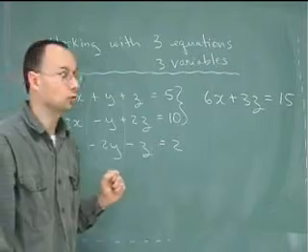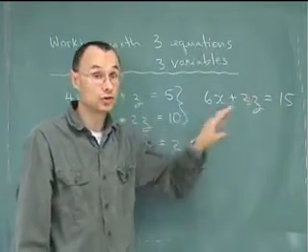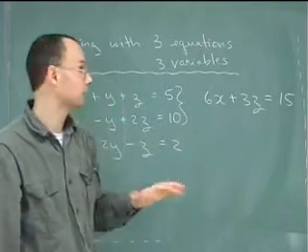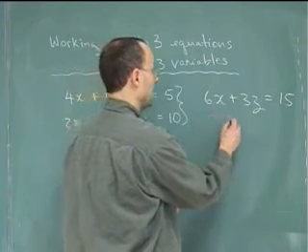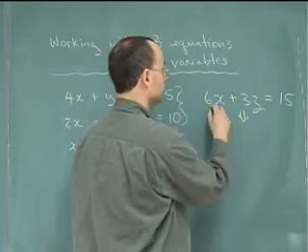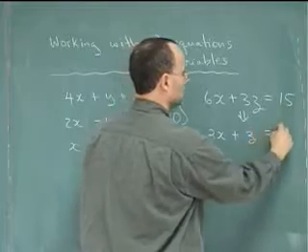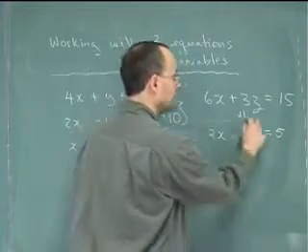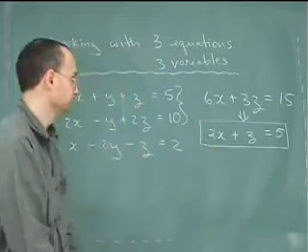Now here's a little tip as well. Each of these terms is divisible by 3, so there's no reason you can't make it even simpler by dividing everything by 3. So I'm going to do that. This now becomes 2x plus z equals 5. I'm just going to highlight that. That was using the top two equations.